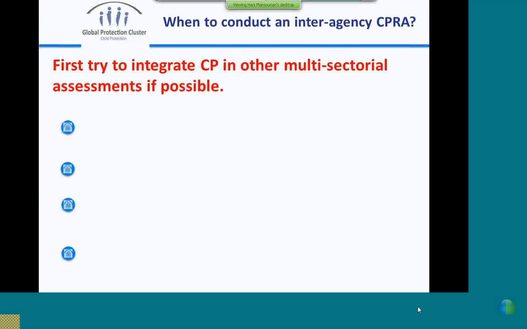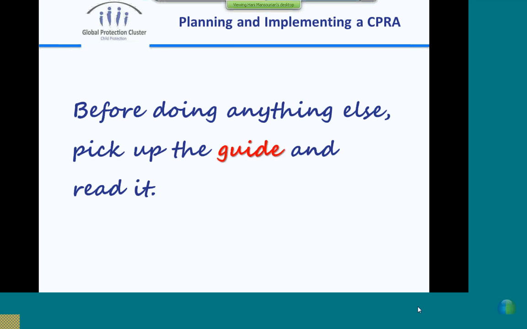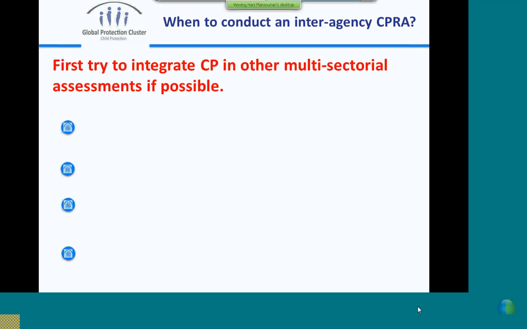There are sometimes challenges in terms of getting that spot at the table of discussions, just because of the character of our subcluster, being a subcluster and not a cluster. But experience shows for us that if we try hard enough, we'll always get a seat at that table, and try to get as much as possible into multi-sectoral assessments before we move to our own CPRA. And it's only if we cannot get enough information out of multi-sectoral assessments that we move to the CPRA.